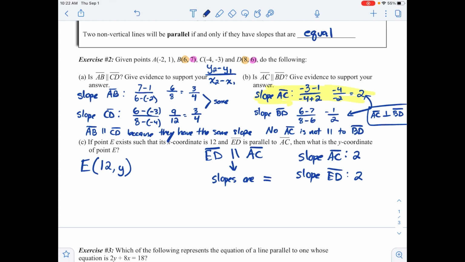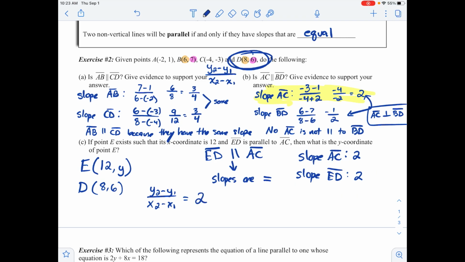Okay, we have to figure out what the y-coordinate of E is. We know the x-coordinate is 12. We know what the coordinate of D is, right up here. It's 8, 6. We know what D is. We know what part of E is. We know the slope of ED. Let's just set up an equation. We know that the slope formula, y2 minus y1 over x2 minus x1, has to equal 2.